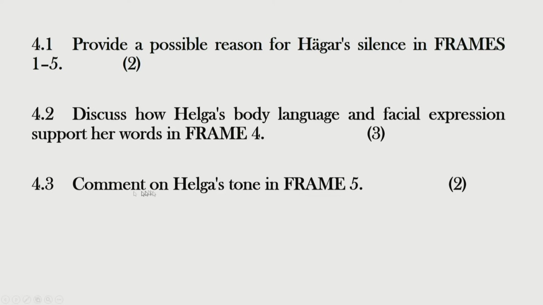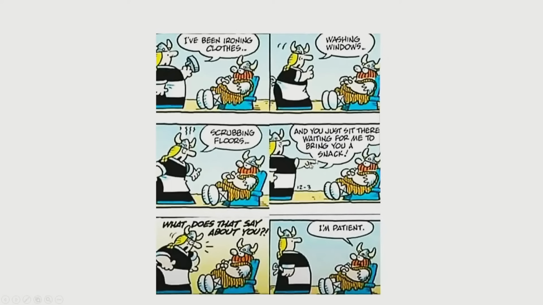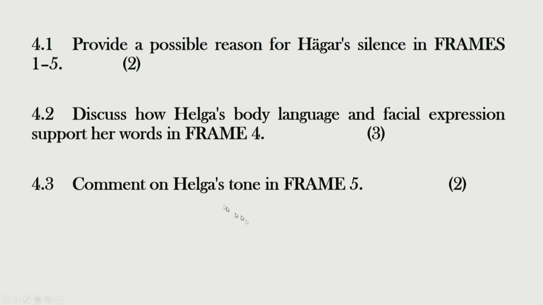Then, comment on Helga's tone in frame 5. Okay, this is where she detonates. The tone there, angry, accusatory, whatever you want to say there, but it's not loud. Remember, well, it's certainly loud, but that's not the tone. But she's angry, and she's upset, and she's annoyed, and she's frustrated because she's been doing all the work and Hagar just sits. Right? So the tone there, definitely angry. So comment on Helga's tone in frame 5 because she's upset.